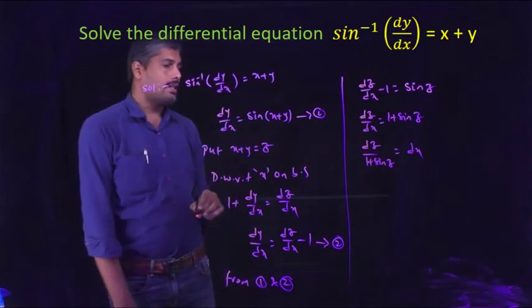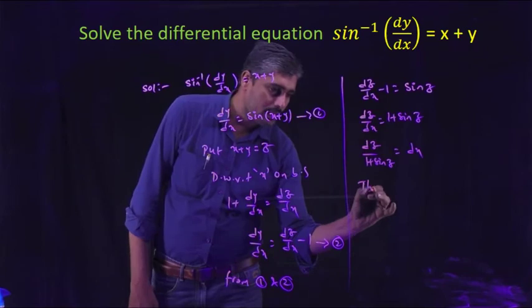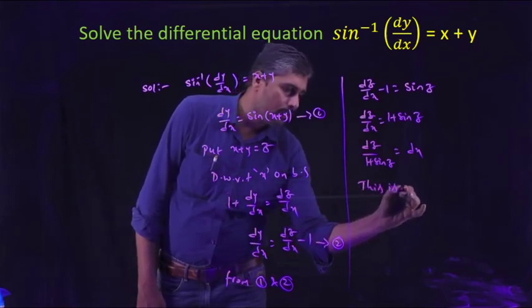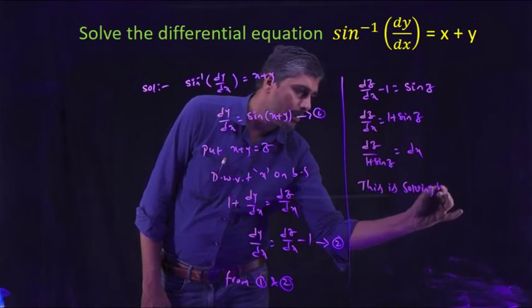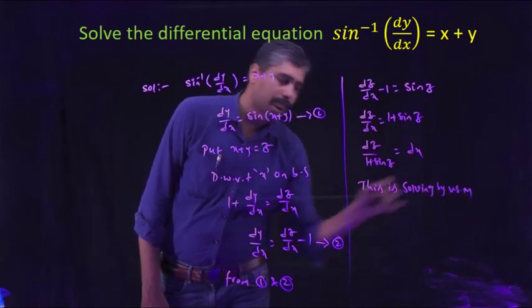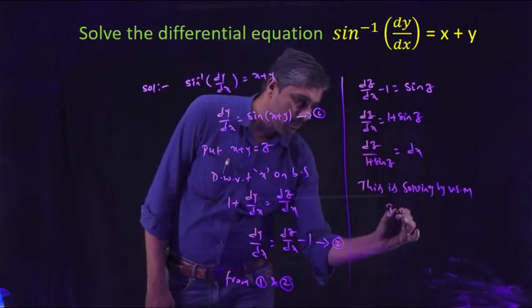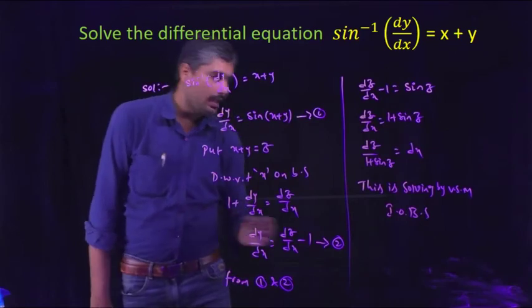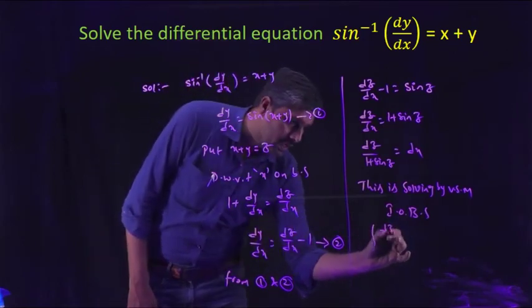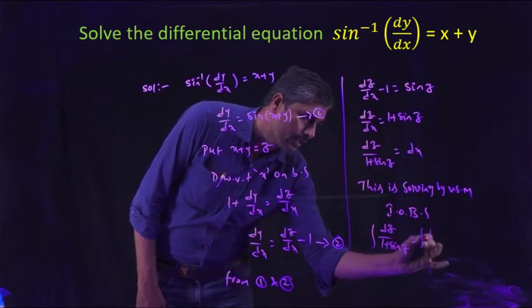Right? This is clearly a variable separable method. This is solving by variable separable method. Then integrating on both sides. Then integral dz by (1 plus sin z) equal to integral dx.